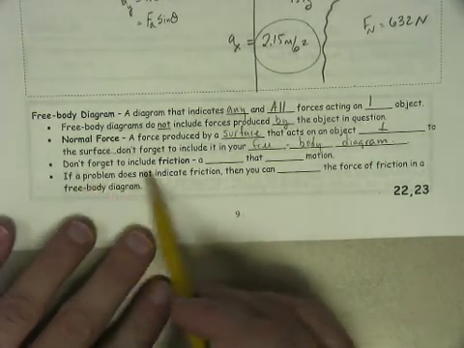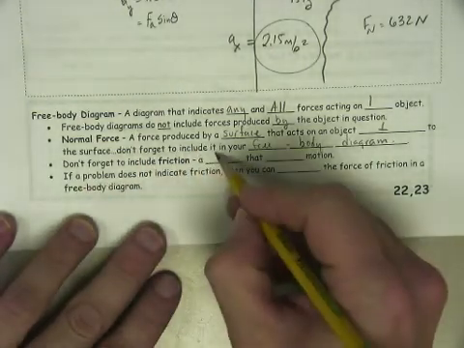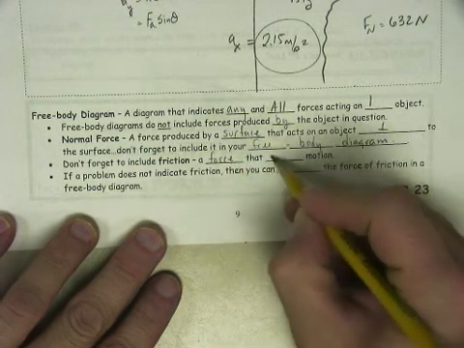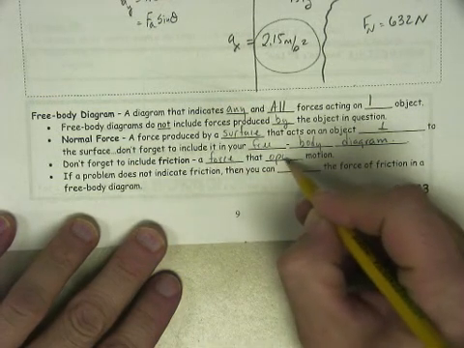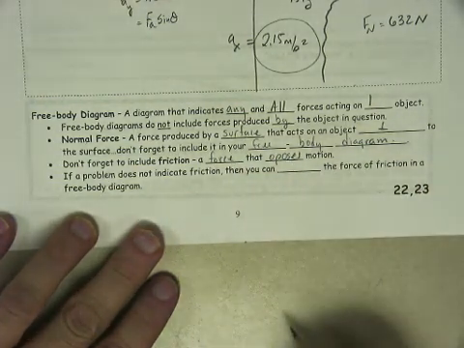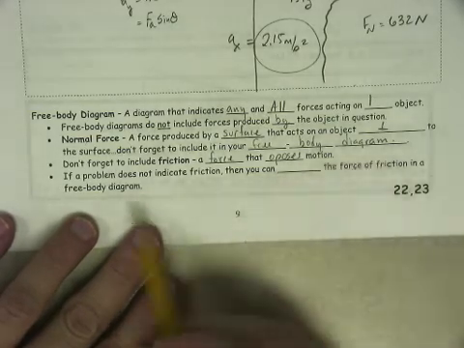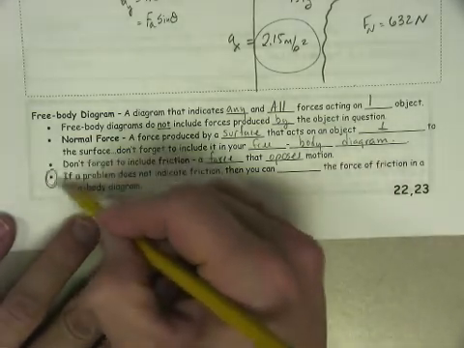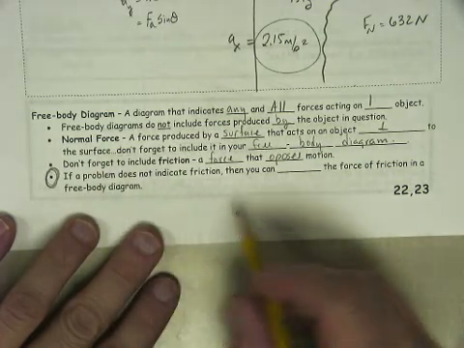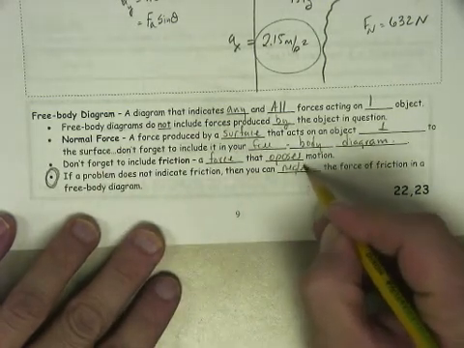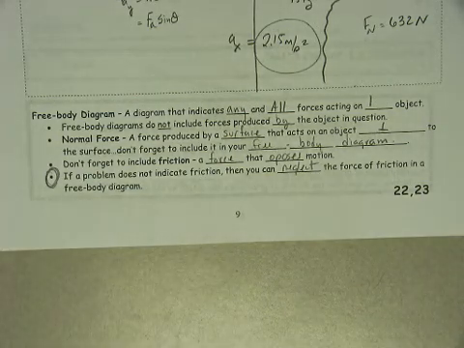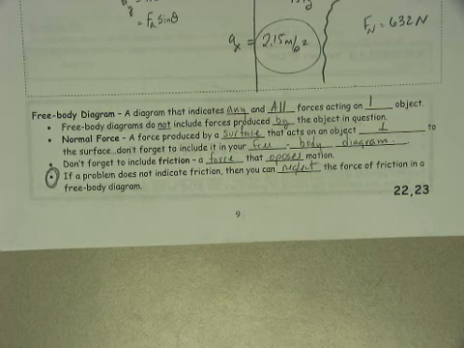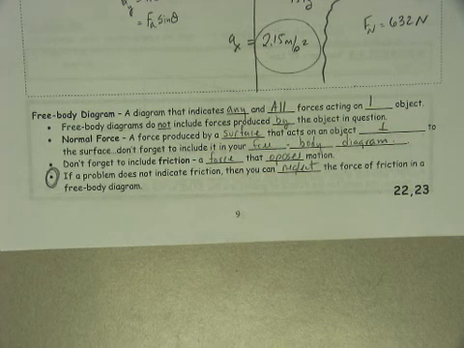The other thing we can't forget is to include friction. And friction is a force that always opposes motion. And I don't know if oppose has one p or two p's. Two p's. And here's the big rule of thumb. This is a big one. If a problem doesn't indicate friction, then you can neglect the force of friction in a free body diagram. So if they don't say friction's in the problem, don't add it. Only include friction if they come out and tell you specifically that friction is included in the problem.